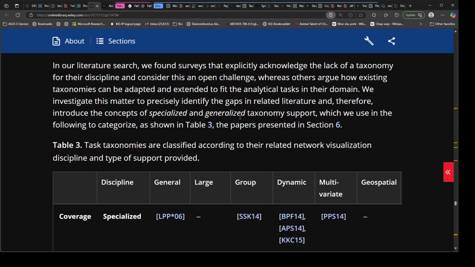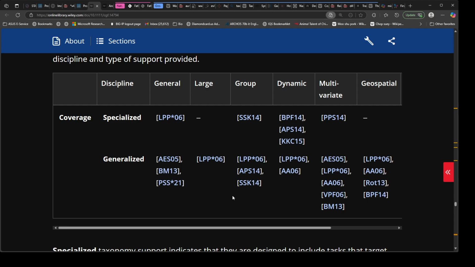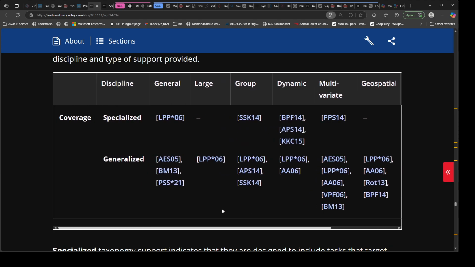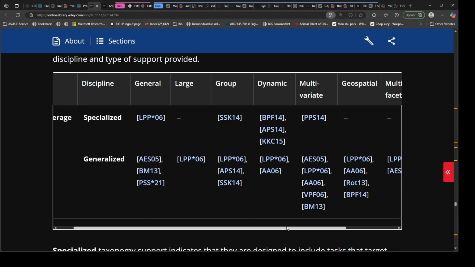Table 3. Task taxonomies are classified according to their related network visualization discipline and type of support provided. Discipline: general, large, group, dynamic, multivariate, geospatial, multifaceted, multilayer. Coverage: specialized: LPP06, SSK14, BPF14, APS14, KKC15, PPS14. Generalized: ICE05, BM13, PSS21, LPP06, APS14, SSK14, AA06, VPF06, ROT13, BPF14, PPS14.